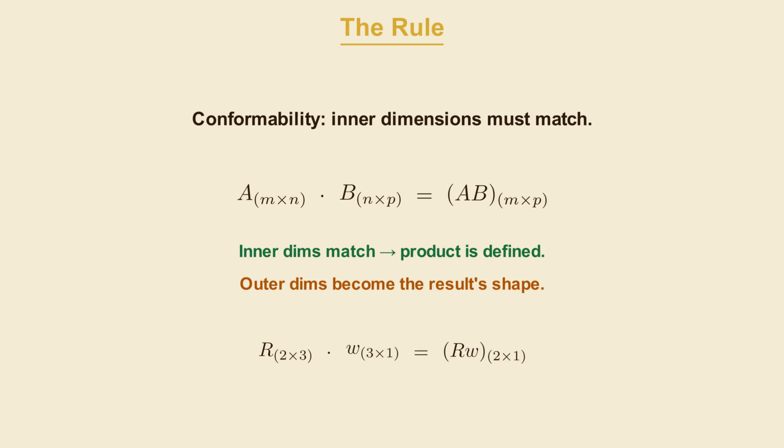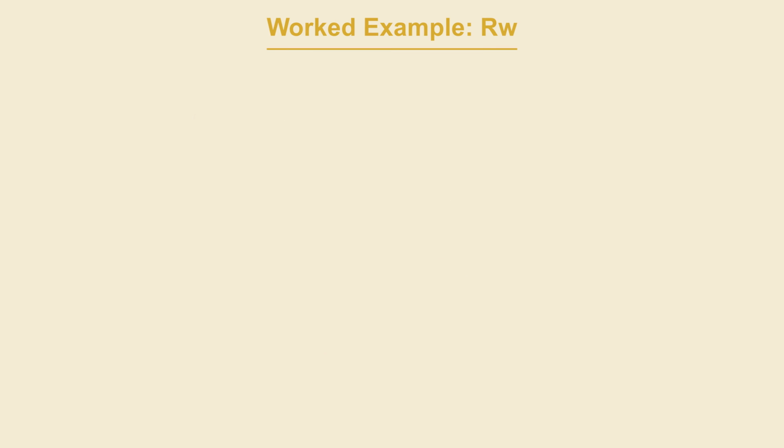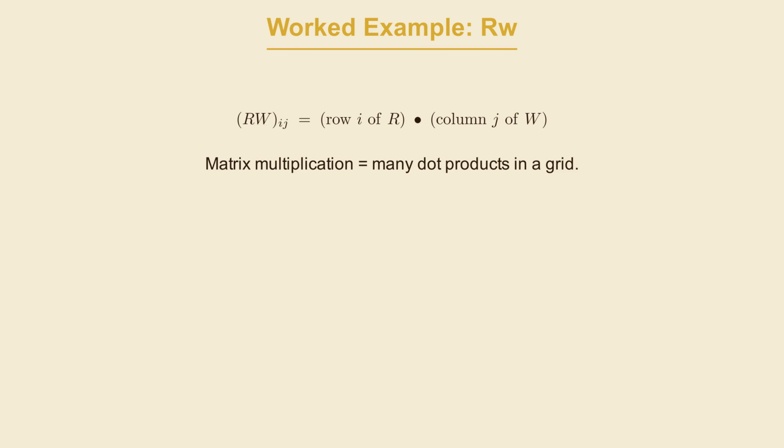In our case, R is 2 by 3 and W is 3 by 1. So the inner dimensions are both 3, so they match. The product RW is going to end up being 2 by 1, so one number for each of our strategies. Let's now do the actual computation. Each entry of the product is going to be a dot product of a row of R and a column of W. Specifically, the entry in row i, column j of RW equals the dot product of row i of R and column j of W. The dot product, which we set up in a previous video, ends up being the building block. Matrix multiplication is just a lot of dot products organized into a result matrix.